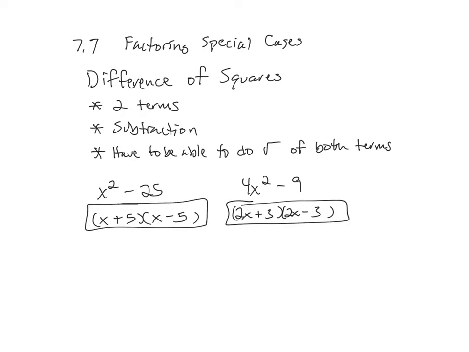Okay, it doesn't matter. Sometimes they put them in a different order. So you might have 16 minus, we can use 9 again. And that's okay, it's minus, because the last one's negative. Square root of 16 is 4. Square root of 9 x squared is 3x.